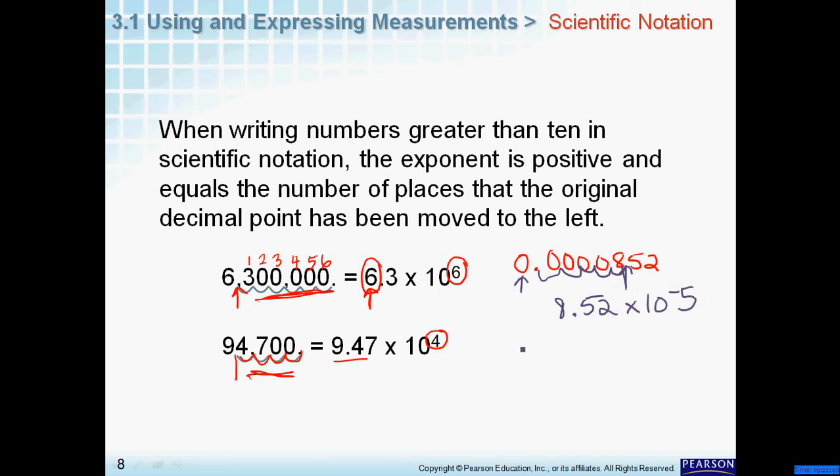Let's try that again. So it's 8.52 times 10 to the negative 5th power. That looks better. All right.